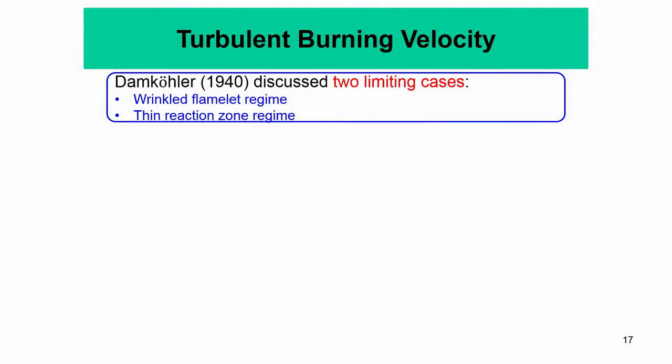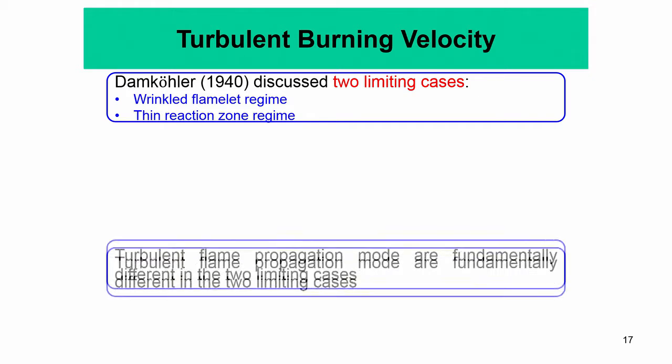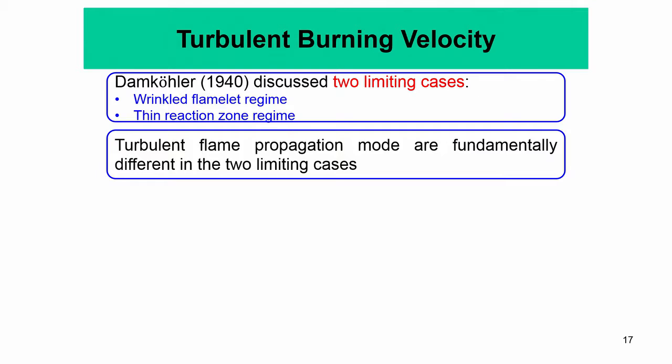Okay. So, turbulent burning velocity, the research of turbulent burning velocity essentially originates from the works of Damkohler, who suggested two limiting cases: one is the wrinkled flamelet regime and the other is the thin reaction zone regime, which are the two regimes that we have seen. Okay. So, the turbulent propagation modes are fundamentally different in the two limiting cases.